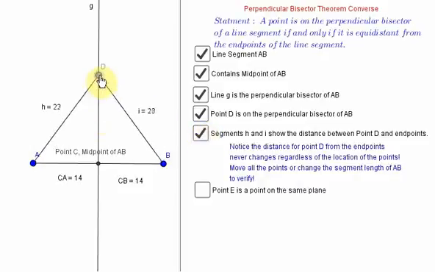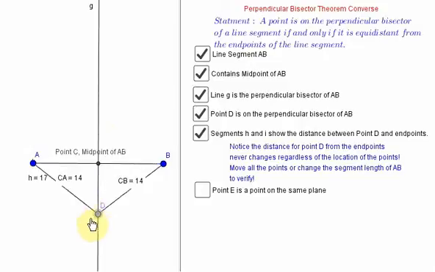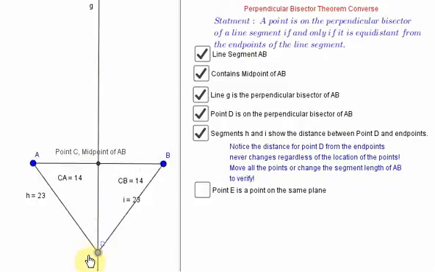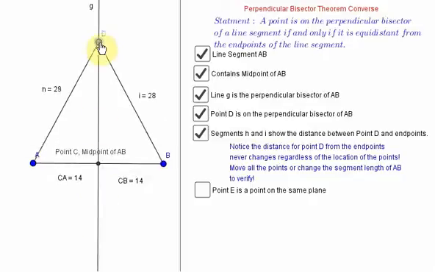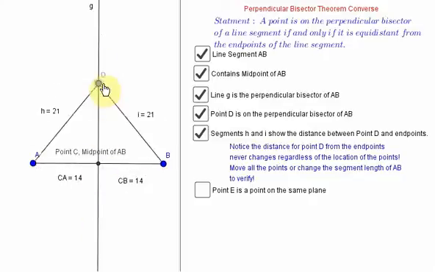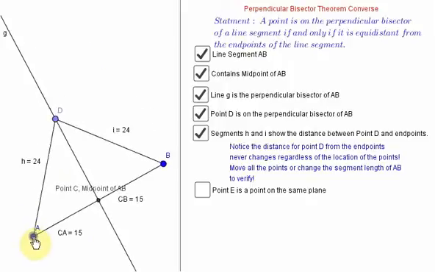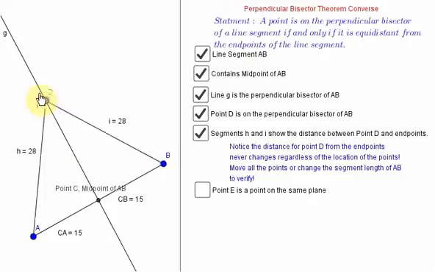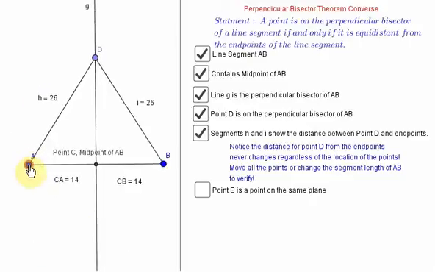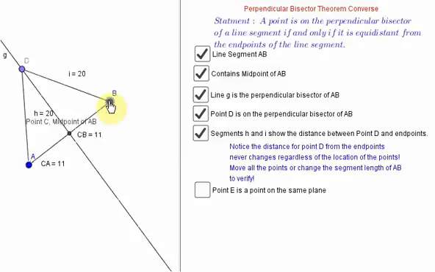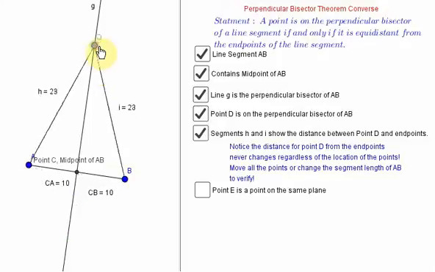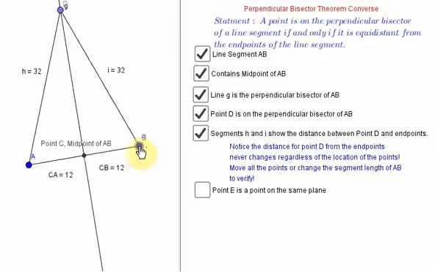So notice, regardless of the position of D, since D is a point on the perpendicular bisector, point D is always equidistant from the endpoints A and B. This is also regardless of the position of A. Notice that the distance remains equal, or the position of B. Notice the distance still remains equal. So back to the original position.